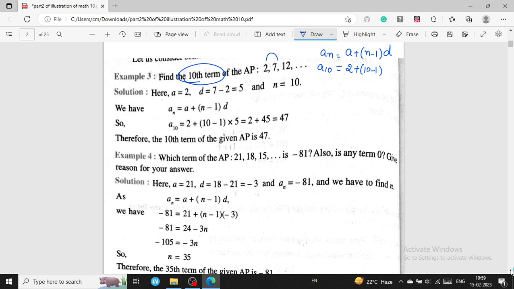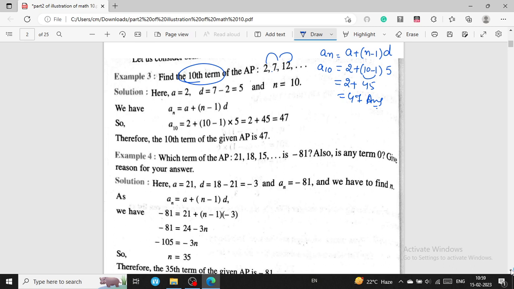D will be the difference of these two terms. 7 minus 2 is 5, 12 minus 7 is 5. That means D is 5. 2 plus 10 minus 1 is 9, 9 into 5 is 45. You can see the result is 47.